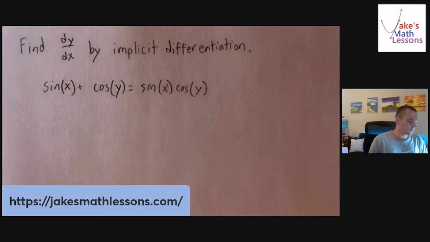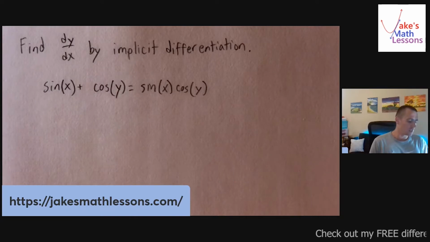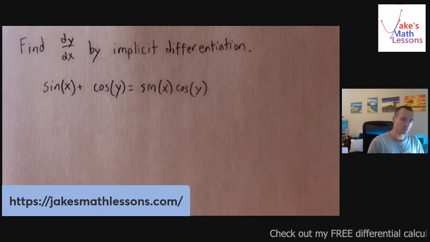So we're going to get started with this question here. We're going to start with an implicit differentiation problem. We're going to find dy/dx by implicit differentiation, and we're going to do that with this equation here, which is sine of x plus cosine of y equals sine of x times cosine of y.